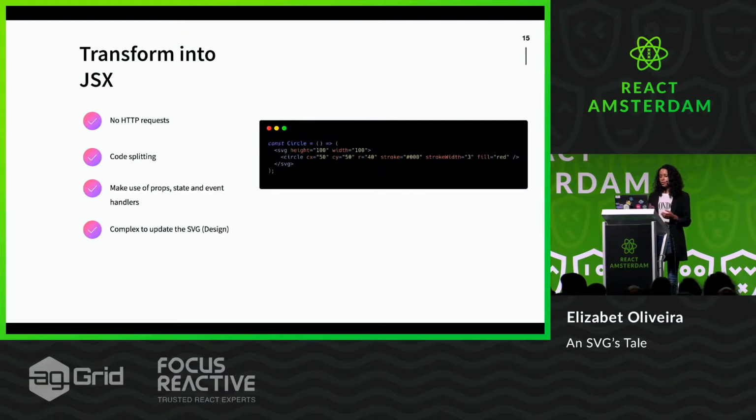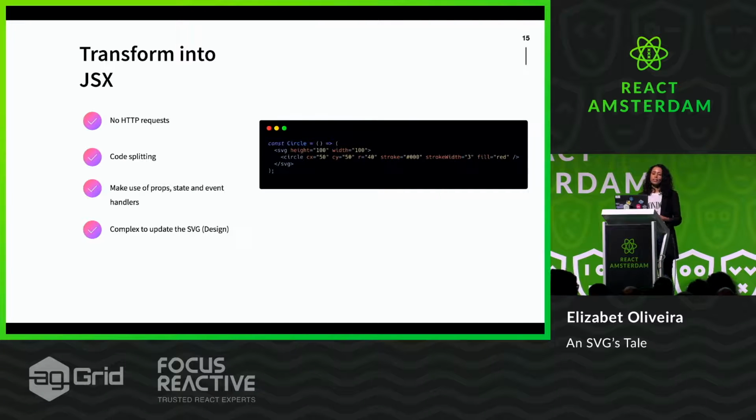First of all, you have to transform it into JSX. And that's really easy. There are a lot of websites where you can just put the code there and it automatically changes from the real SVG to JSX. The good thing is you won't have HTTP requests. It's very good if you want to do code splitting, so you don't need to have one big file. You can split the SVG in multiple files, and this is also a very good thing. You can make use of the props, state, and all the event handlers.